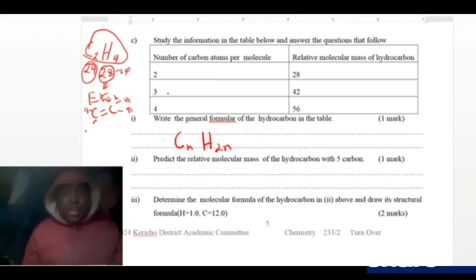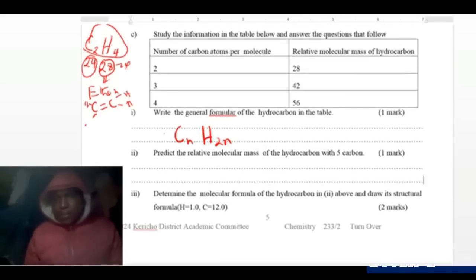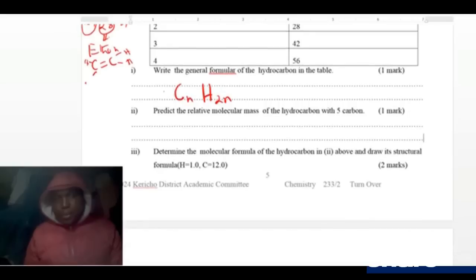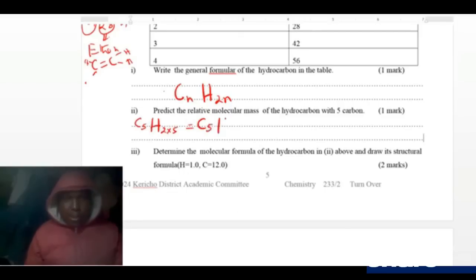You can even do it with the third one and confirm. Predict the relative molecular mass of the hydrocarbon with 5 carbon atoms. So for 5 carbon atoms, you simply write C5H, 2 times 5 from the formula. That will give us C5H10. You just use the formula you have created.